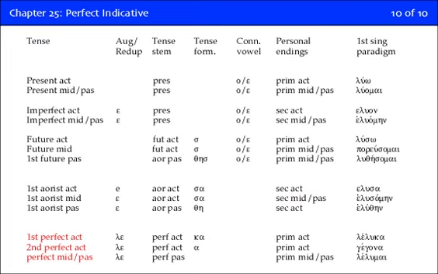And finally, we are done with the master verb chart, which really should be named the master indicative verb chart, by the way. Well, we have three new lines. First perfect active, second perfect active, and the perfect middle passive.